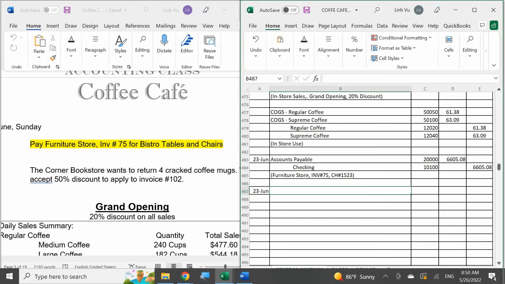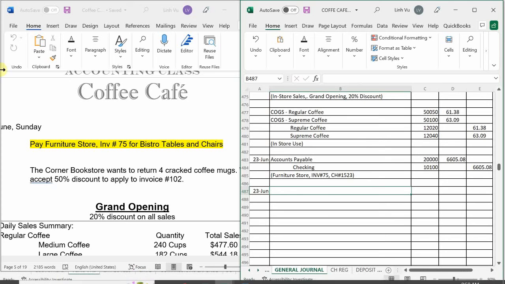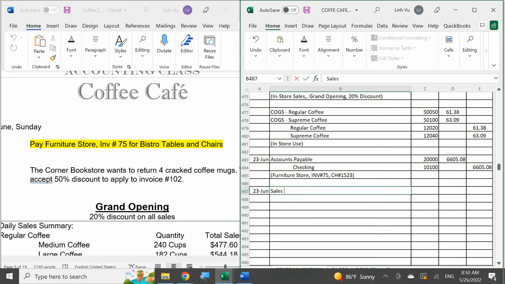Would it be the discount and allowance? Not a discount, because remember, he's trying to return the product, but he's willing to accept the discount because he doesn't want all of his money back. He's willing to accept a small portion of it. So, returns and allowances. What kind? Sales or purchase? Sales, because the corner bookstore is my customer. So we have sales returns and allowances.